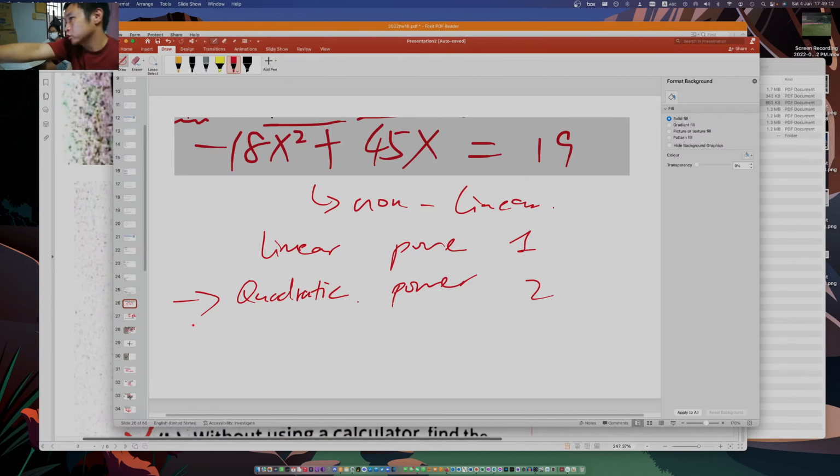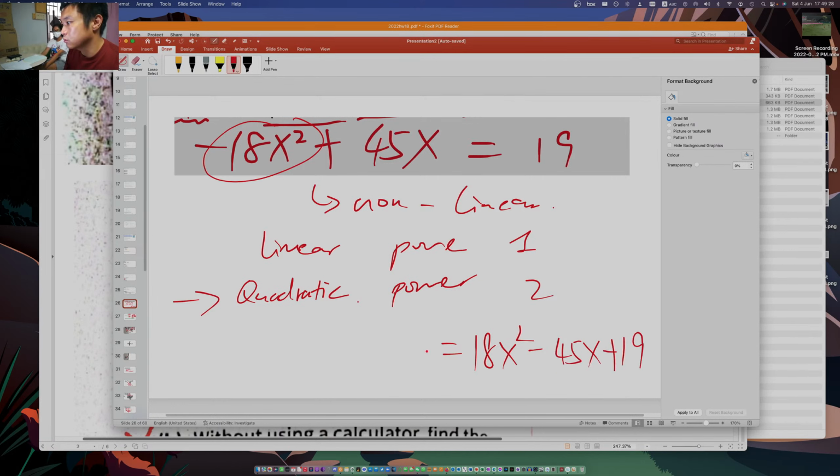So basically, if you continue, you just do it. I can actually bring it over. So it's 18x squared minus 45x. By the way, you cannot combine because different terms. Plus 19 equals to 0. Okay, do you have a calculator? Yes. So in fact, this one then.